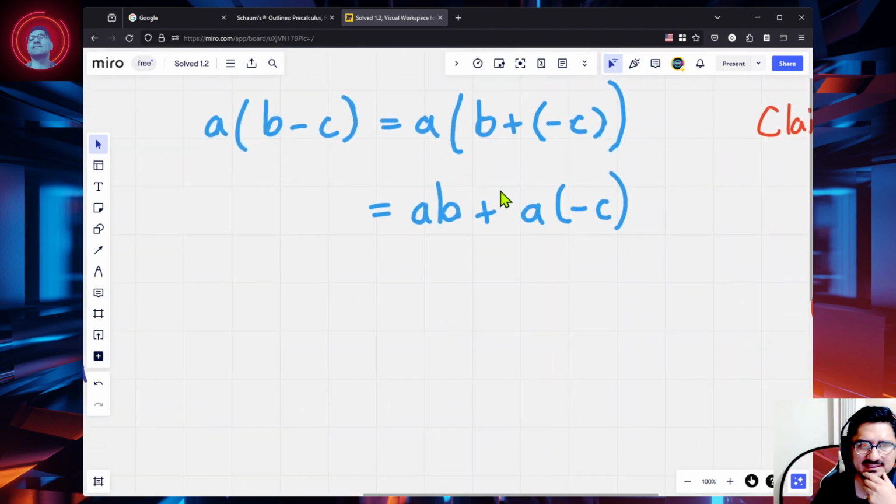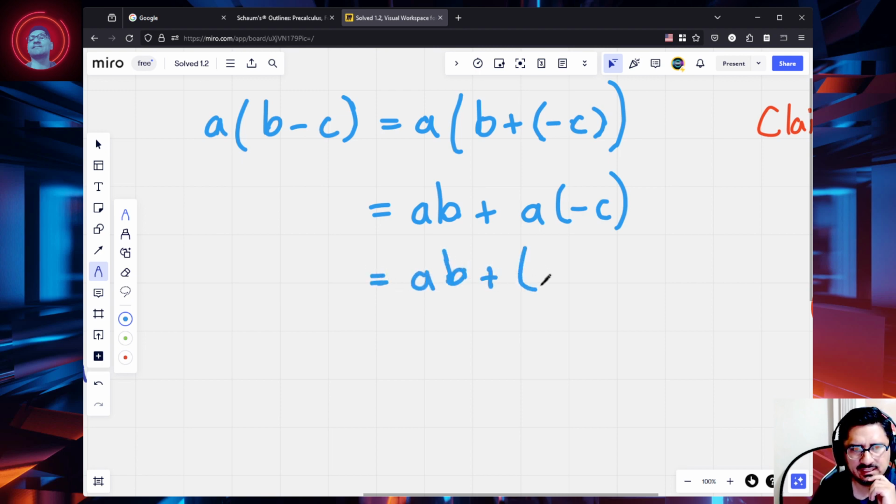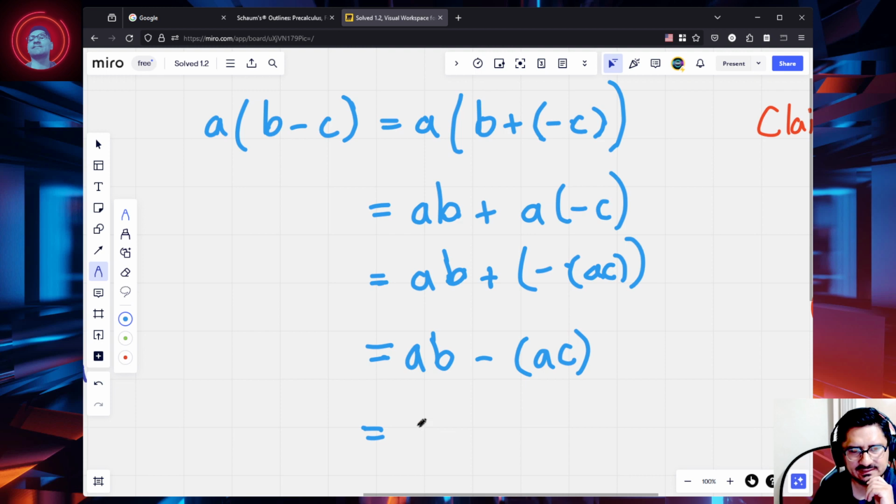But in this case, we can claim that this one is just a, because of the previous claim. Remember that it is just ab plus the negative of ac. By definition of subtraction, we have this one, and in this case we can just omit the parentheses, and we have our claim.